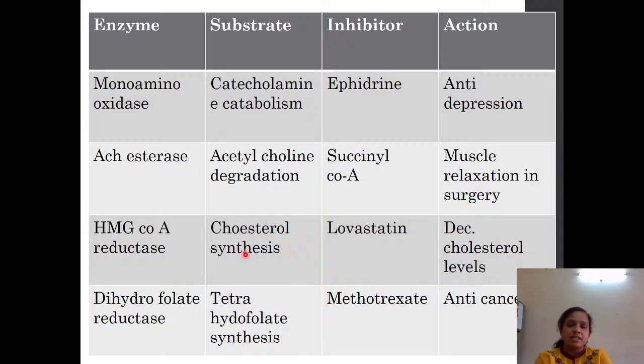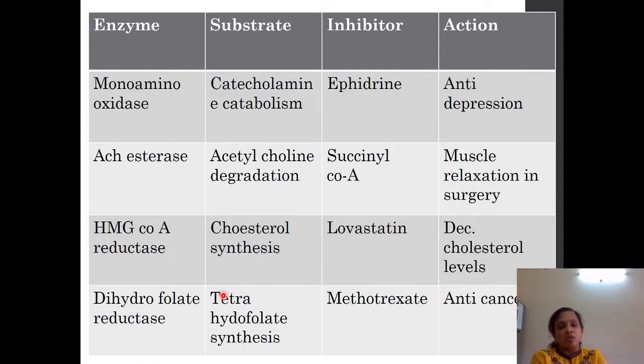Next, in the cholesterol synthesis, an important enzyme called HMG-CoA reductase is present. Now, if this HMG-CoA reductase activity is decreased, obviously the cholesterol levels in the body will decrease. So, there is a drug called lovastatin. This lovastatin is a structural analog to HMG-CoA, and it will be inhibiting the enzyme HMG-CoA reductase. That is why these lovastatins are used to decrease the cholesterol levels in the body.